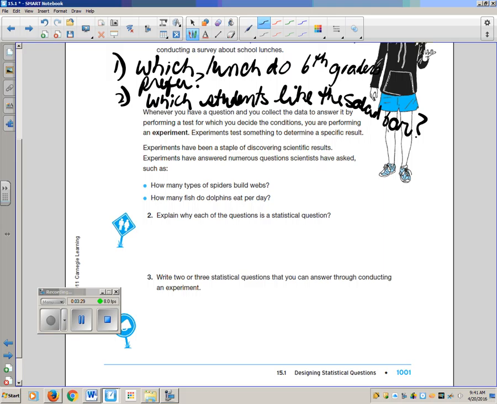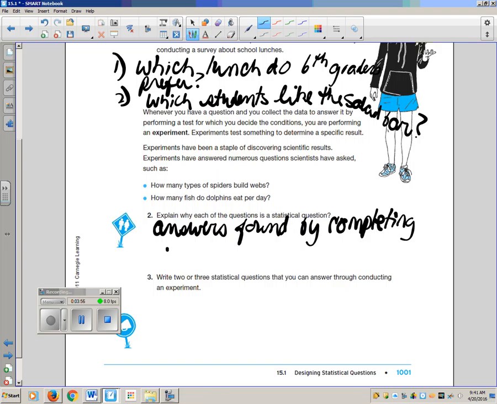Why is each of the questions a statistical question? Because you have to go and find the answer. You have to take a survey. You have to do the test. So I want you to write answers found by completing an experiment.